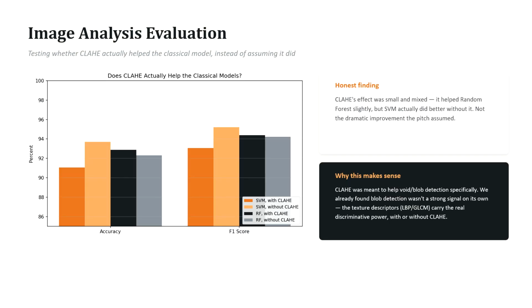And coming to the next slide, which is the image analysis evaluation. I went back and actually tested one of my assumptions from the pitch, that brightening the image before training would clearly help. It turned out the effect was small and mixed. It helped one model a little and actually hurt the other model slightly. That makes sense once you realize that the real signal was coming from the texture patterns, not from the brightening step.